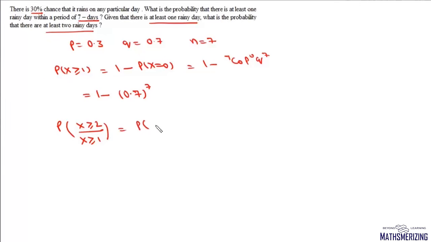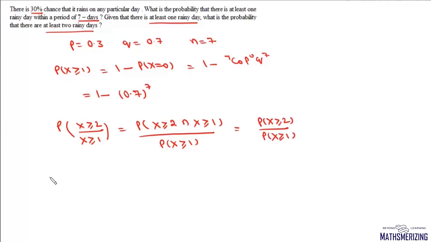Now this probability is the probability of x greater than or equal to 2 intersection x greater than or equal to 1, upon the probability of x greater than or equal to 1. Now the intersection of these two is the probability x is greater than or equal to 2, upon the probability x is greater than or equal to 1. Now first we will find the probability x is greater than or equal to 2. Now this probability is 1 minus P(x equals 0) minus P(x equals 1).